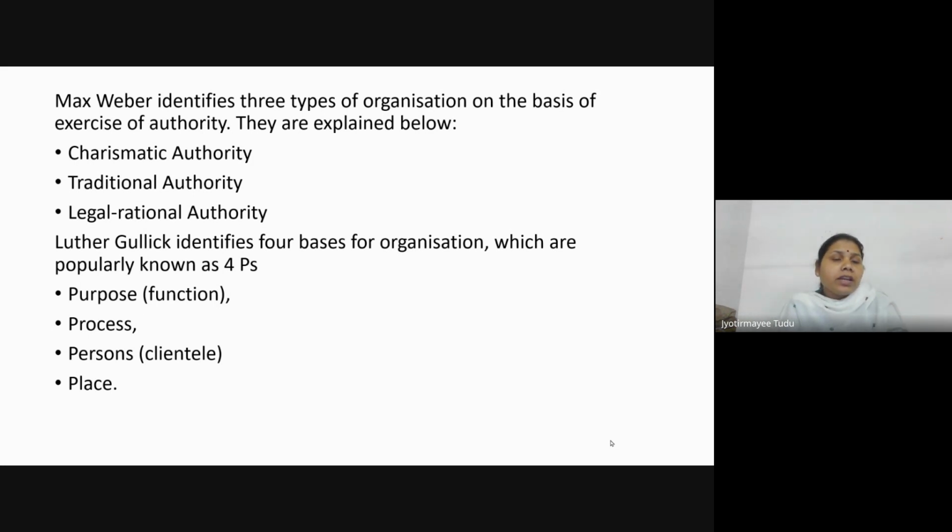But coming to legal rational authority, here we believe that organizations have been created out of the process of legality; they can't be created in a vacuum. They are to be created through a proper legal procedure, and this legal procedure also determines the basis of its authority. So legal rational authority is considered rational authority because the individual holding that authority, his position in that organization, has not been determined on the basis of charisma or on the basis of any association with any dynasty or any kind of hereditary institution.